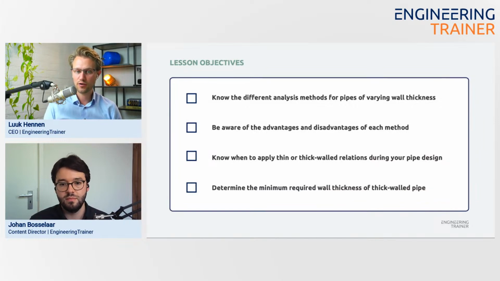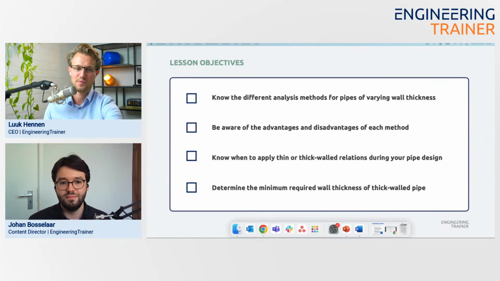Second objective, to be aware of the advantages and disadvantages of each method. Third objective, to know when to apply the thin or thick-walled relations during your piping design. We already showed you the limits that both codes are defining, and some of the examples and some of the nuances related to those are in the module itself. And the fourth objective of this lesson is to determine the minimum required wall thickness of thick-walled pipe. But once you got these first three lesson objectives in, the fourth will definitely be a piece of cake. I would say you've learned that by then.